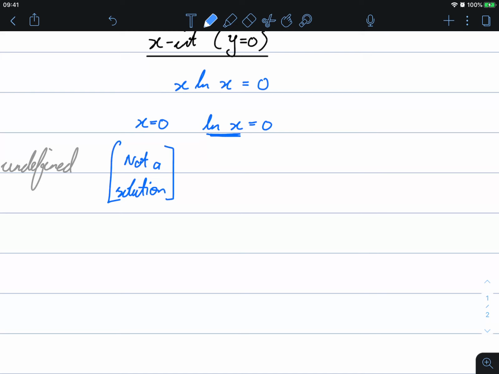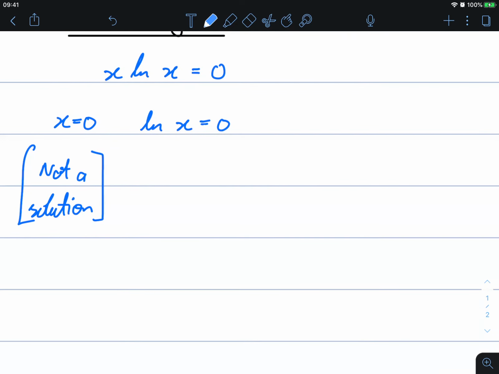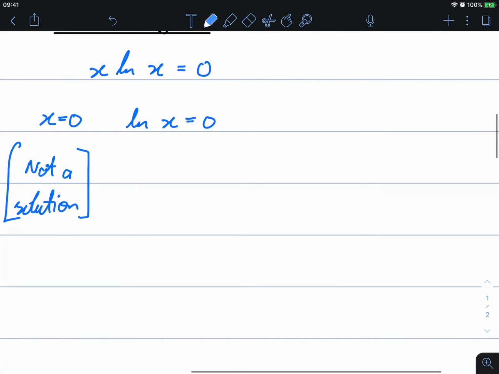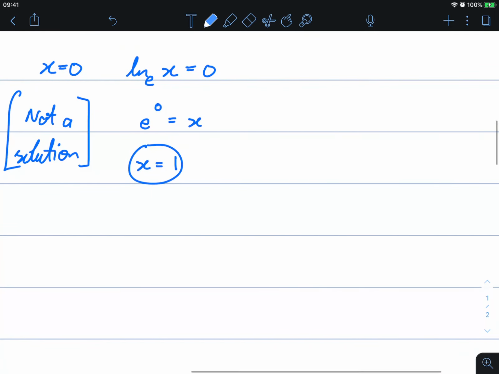But this we can solve. You can solve this in any manner of way. I'm going to do this by changing it to index form, because remember ln is log base e, and by the definition of logs, this can be converted to be e to the power of 0 equals x. Well, e to the power of 0, that's just 1. So our x-intercept is at (1, 0).